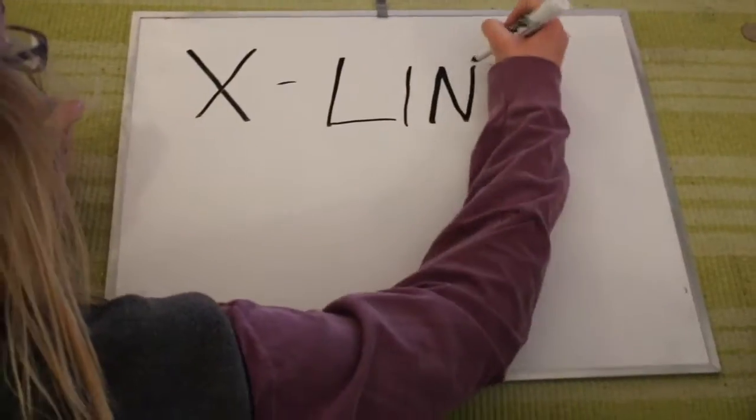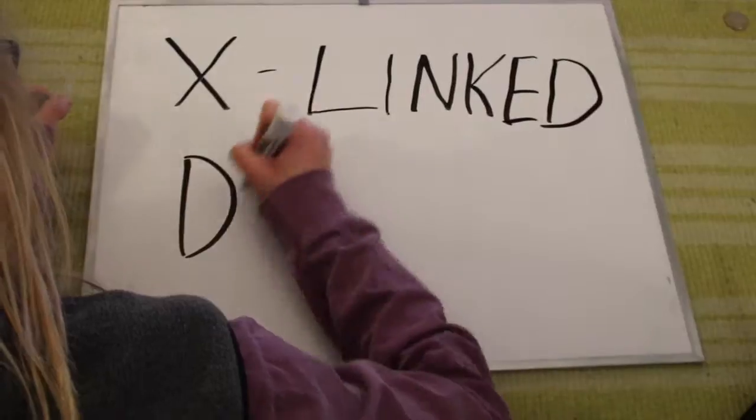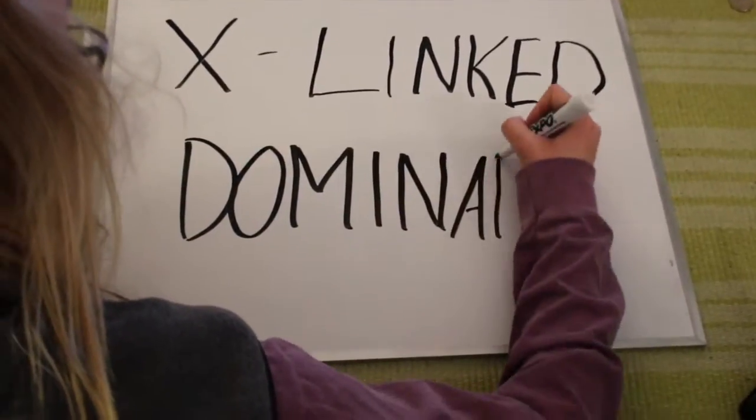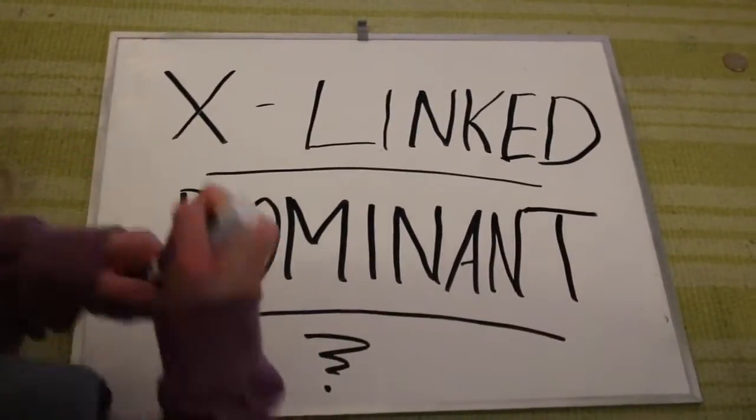X-linked dominant inheritance is a mode of genetic inheritance by which a dominant gene is carried on the X chromosome. By looking at a pedigree, we can determine if a specific trait is X-linked dominant. Now let's take a look.